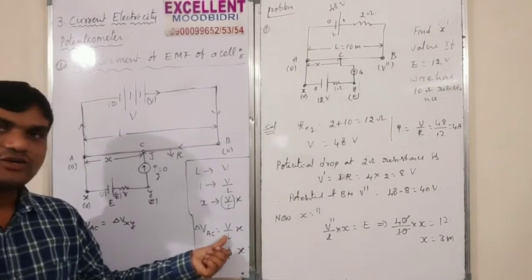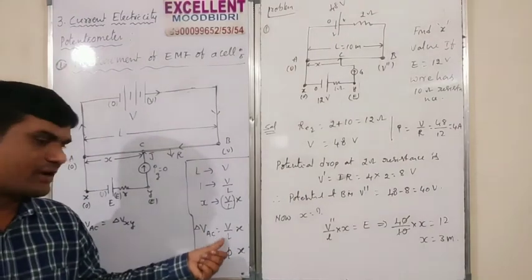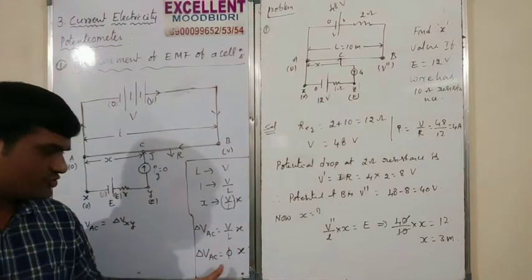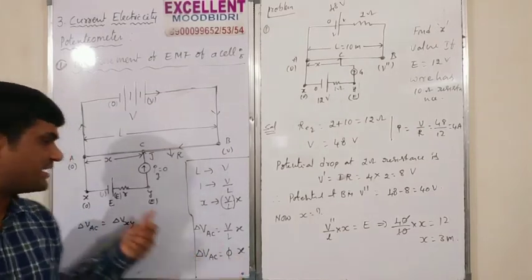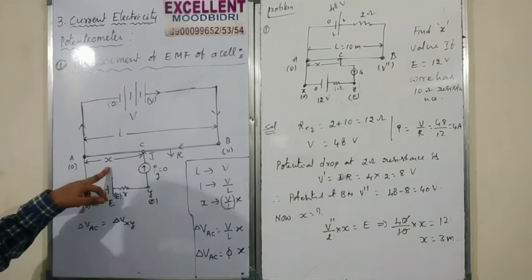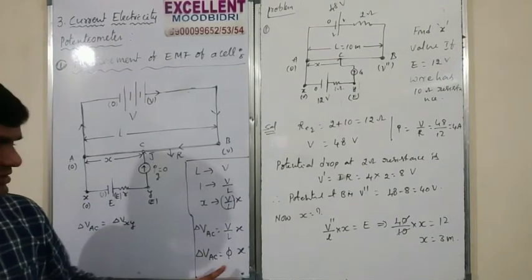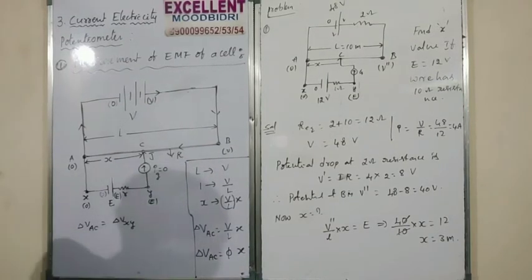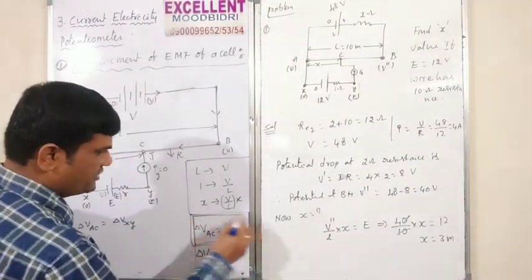V by L is what? Potential drop per unit length. Potential drop per length is nothing but the potential gradient, which we can represent as phi. So potential is directly proportional to length, x only. Here x means length. Previously I took small L, now I took x, so there is no more confusion. So V is proportional to L. Same formula, right? You have to remember this always. This is the most important formula.